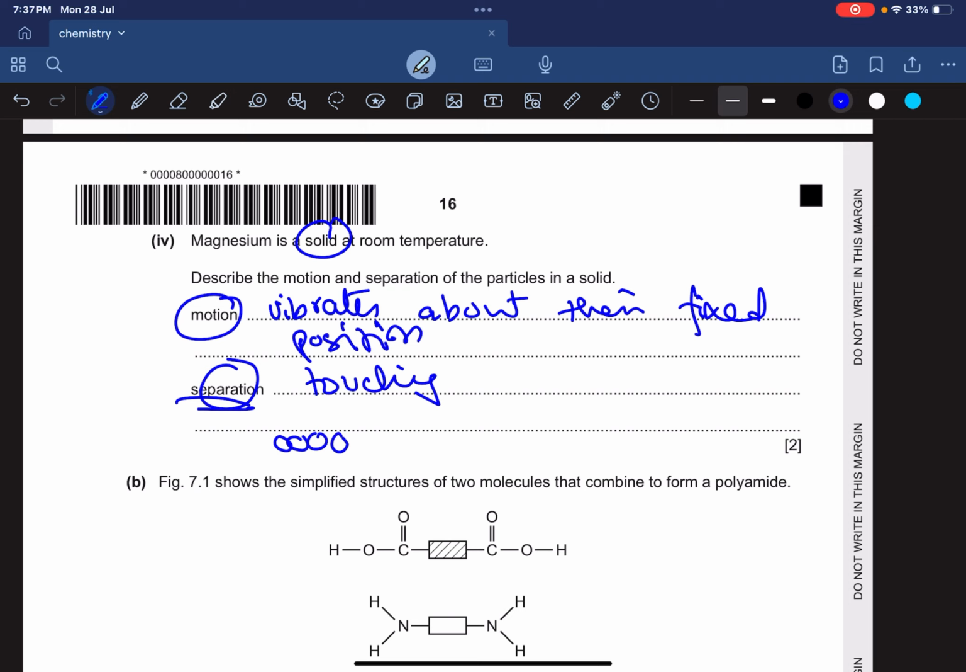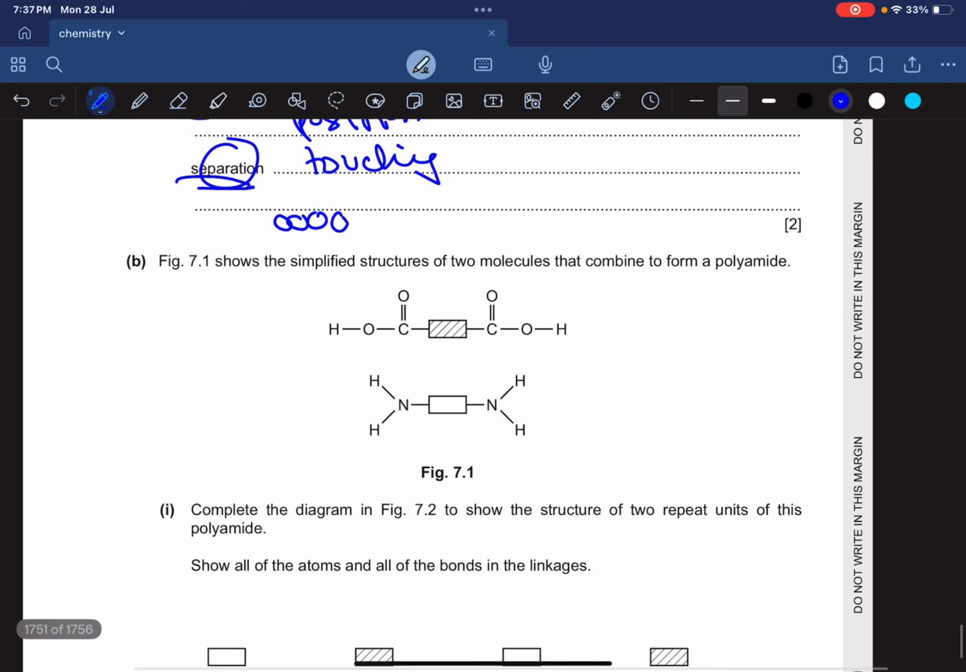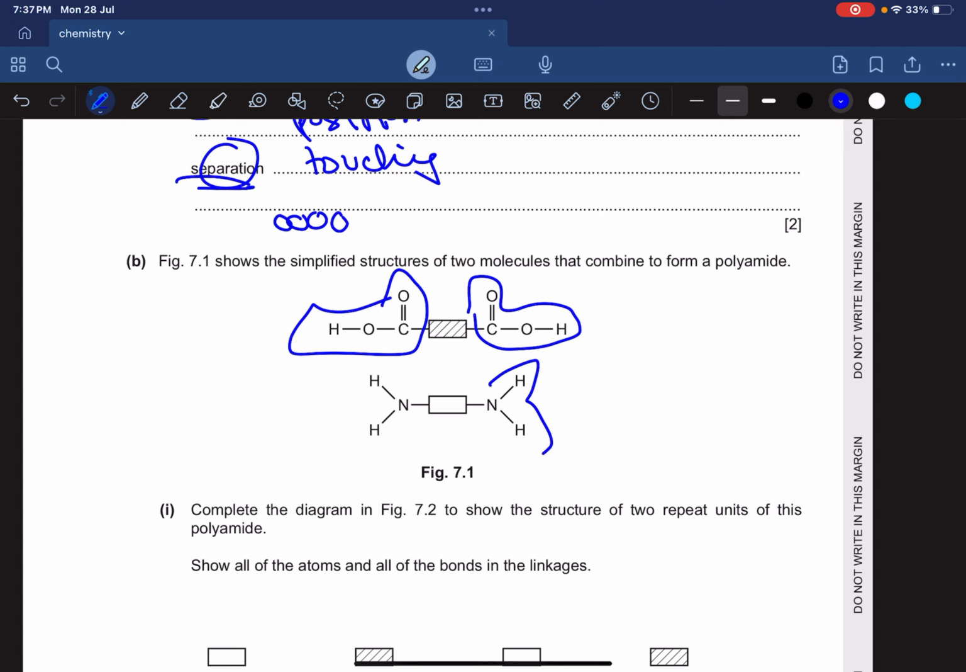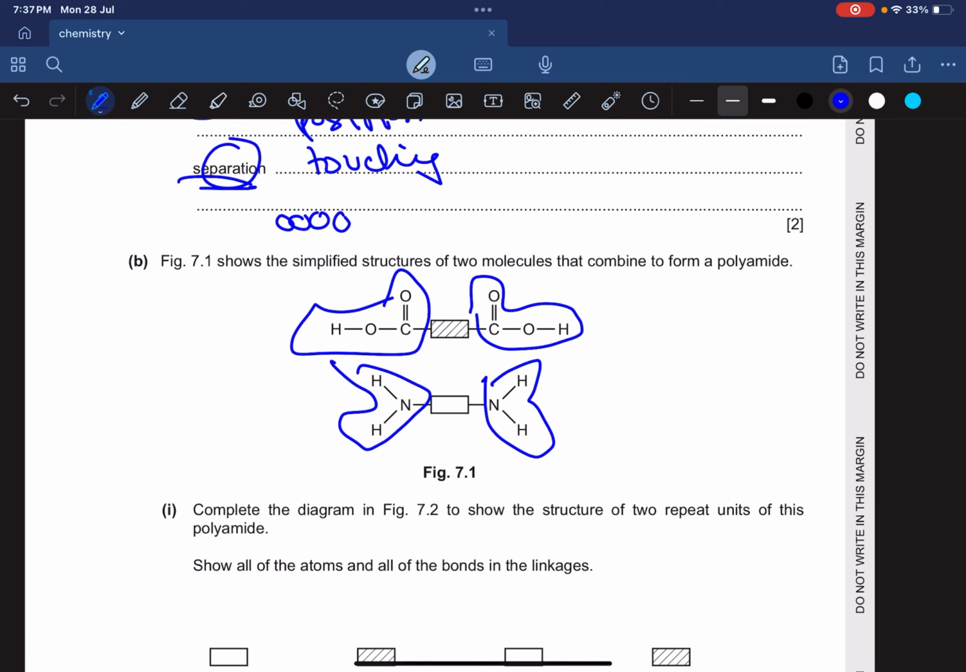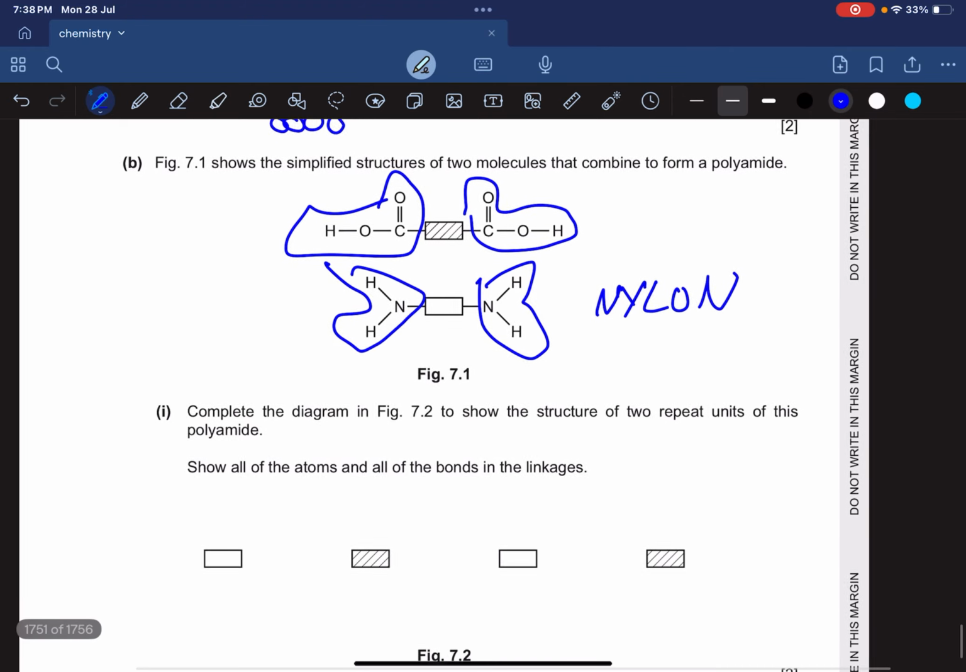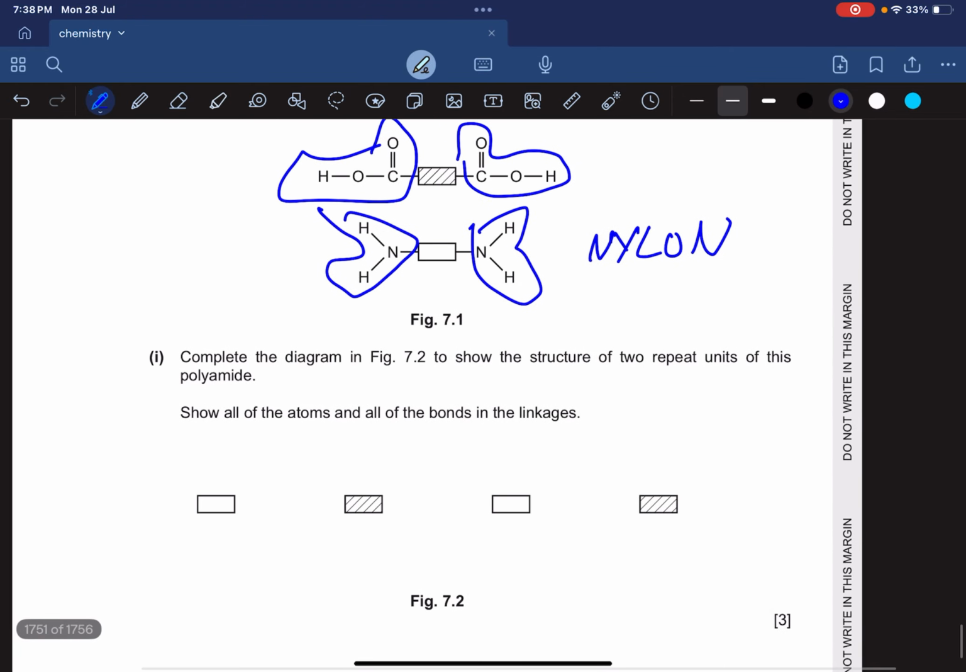I guess. Figure 7.1 shows the simplified structures of two molecules that combine to form a polyamide. We have a dicarboxylic acid, because we have two carboxylic groups, and we have a diamine, because we have two amine groups. And when we have a diamine and a dicarboxylic acid, we form nylon, not proteins. For protein we need amino acids. Complete the diagram to show the structure of two repeat units of this polyamide.